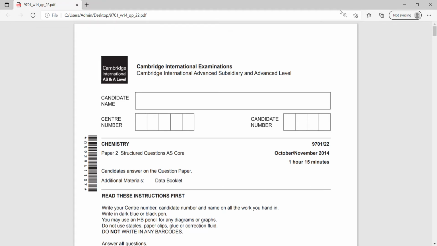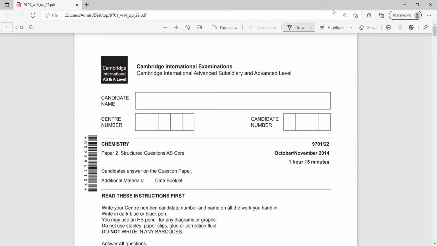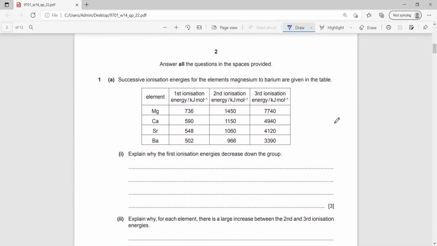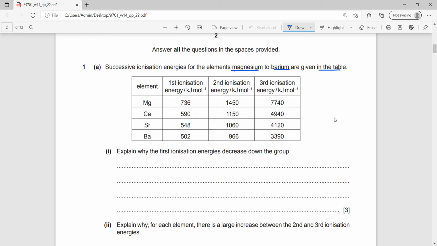Hello everyone, in today's video we'll be covering the whole paper of CAIE A Level Chemistry, October-November 14, paper 22. So the first question is about ionization energies. Successive ionization energies of elements from magnesium to barium are given in the table. Magnesium to barium, which is basically group 2, right? Explain why the first ionization energies decrease down the group.